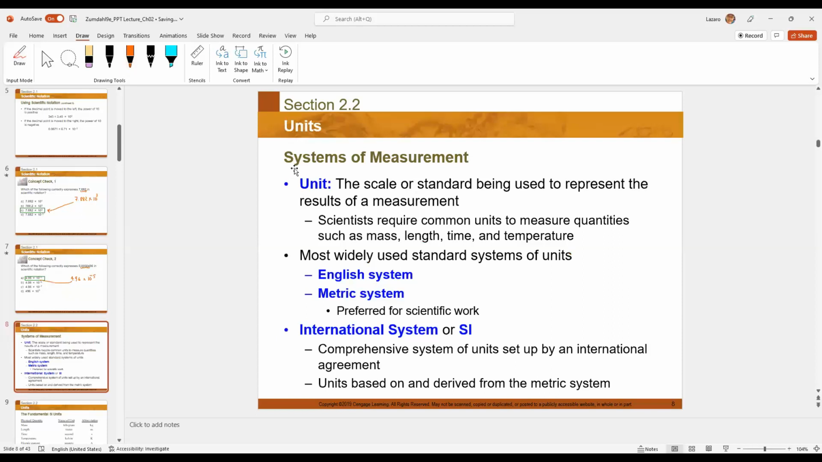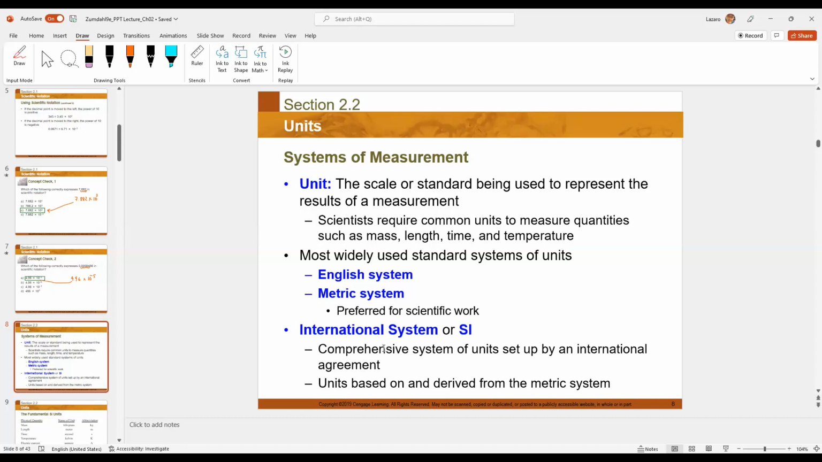Well, in a system of measurement, we have what we call a unit, the scale of a standard being used to represent the results of a measurement. Scientists require common units to measure quantities such as mass, length, time, and temperature. The system that is used here in the United States is the English system, but all over the world the metric system is used. That is represented by SI because it comes from French and is the International System.